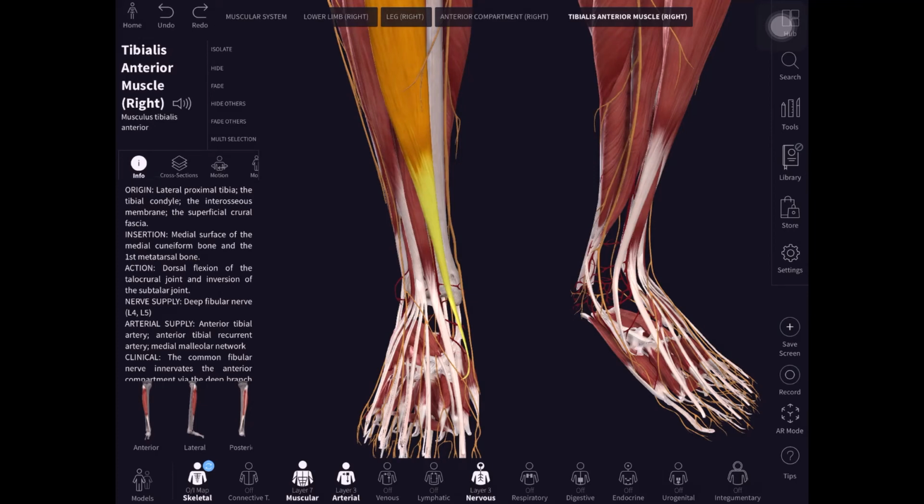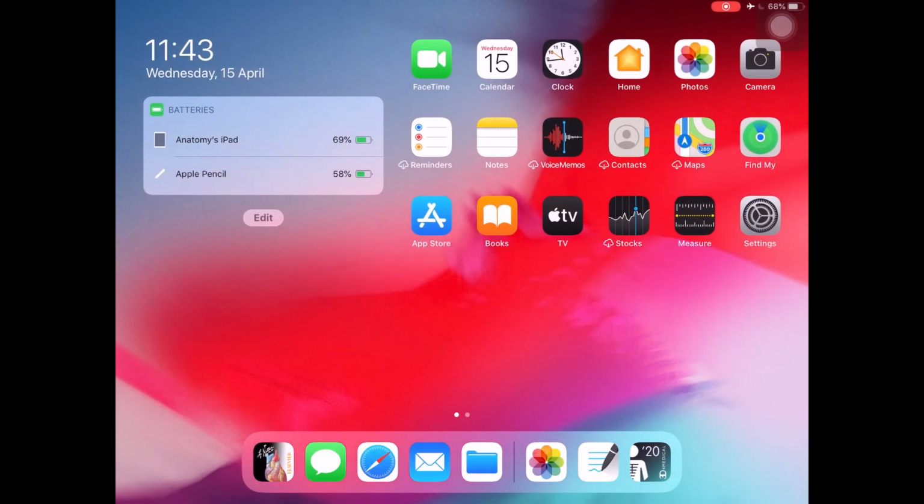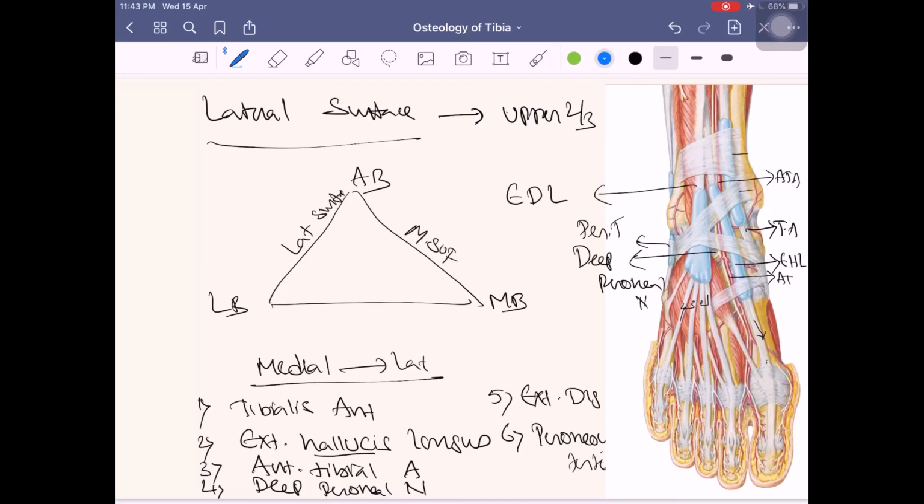So there is a mnemonic to remember this also. So D for tibialis anterior, H for your extensor hallucis longus, A for your artery, anterior tibial artery, N for the nerve, that is deep peroneal nerve, D for your digitorum, extensor digitorum, and P for your peroneus tertius. So this finishes your lateral surface also.